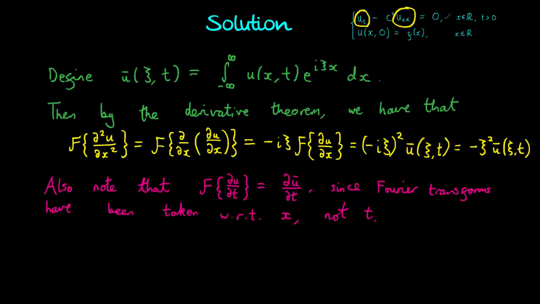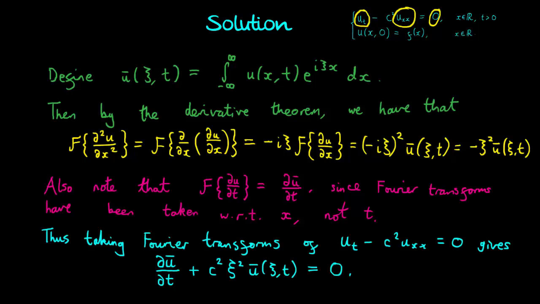And finally, we should note that the Fourier transform of 0, which is on the right hand side of the heat equation, is just 0. You can see that very straightforwardly from the definition of Fourier transform. And so, combining all of that, if we take Fourier transforms of the whole of the heat equation, ut minus c squared uxx equals 0, then it gives this equation at the bottom here.